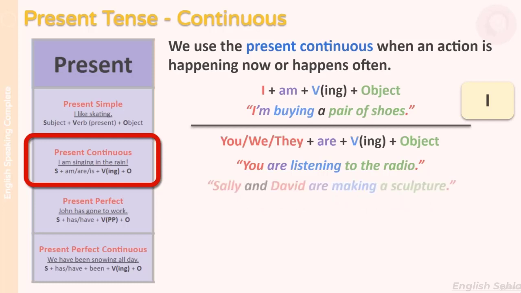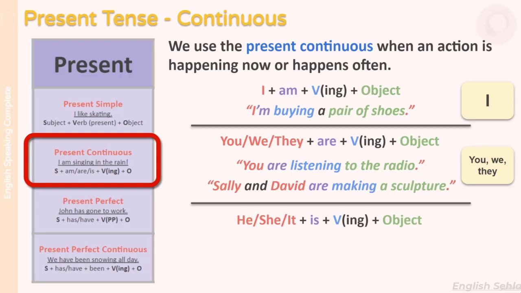Here's another example. Sally and David are making a sculpture. So this would be Sally, she, and David, he. So you might think, why not Sally and David is? But because there are two of them, the real pronoun here would be they. Sally and David, they. They are. Sally and David are making a sculpture. So we use are for you, we, and they.